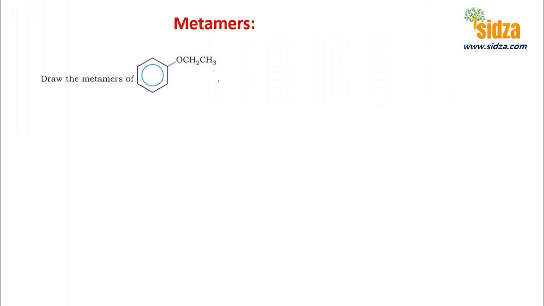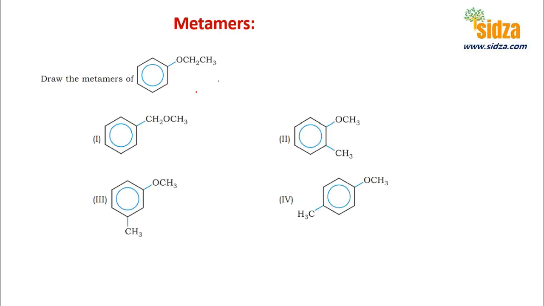Let's write down the metamers of this compound. Here you have an ethereal oxygen, and it has one phenyl ring here, and from the other side it is C2H5, right? CH2CH3. We can write down the different metamers of this compound.